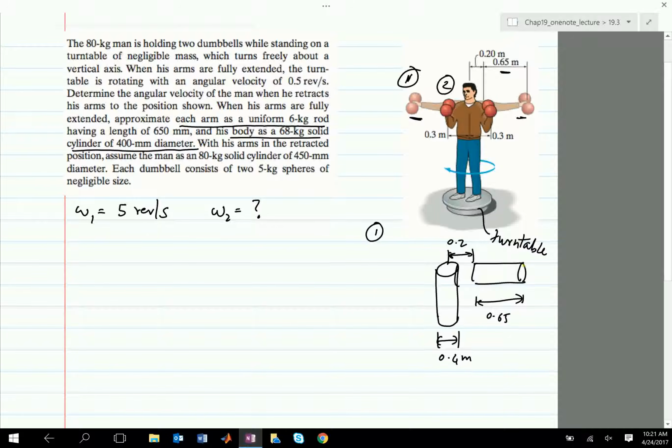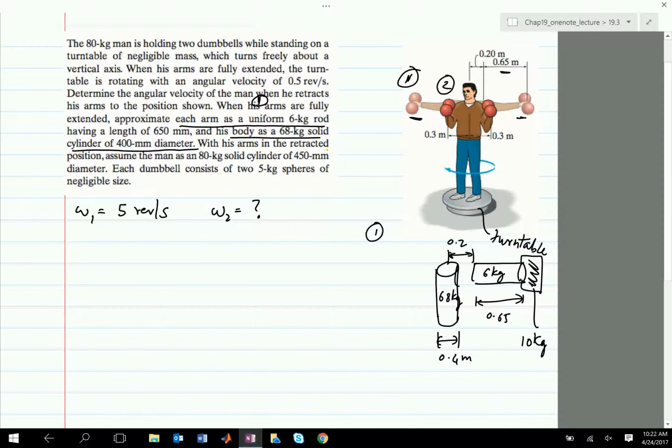What else? He is also holding a dumbbell in a hand. So that's the dumbbell, and each of those blocks in the dumbbell is 5 kilograms. So the dumbbell is 10 kilograms. The weight of his arm is 6 kilograms and his body is 68 kilograms. So I'm really drawing his left hand, okay, but we'll basically use that to find inertia later on. Okay, so that's part 1.